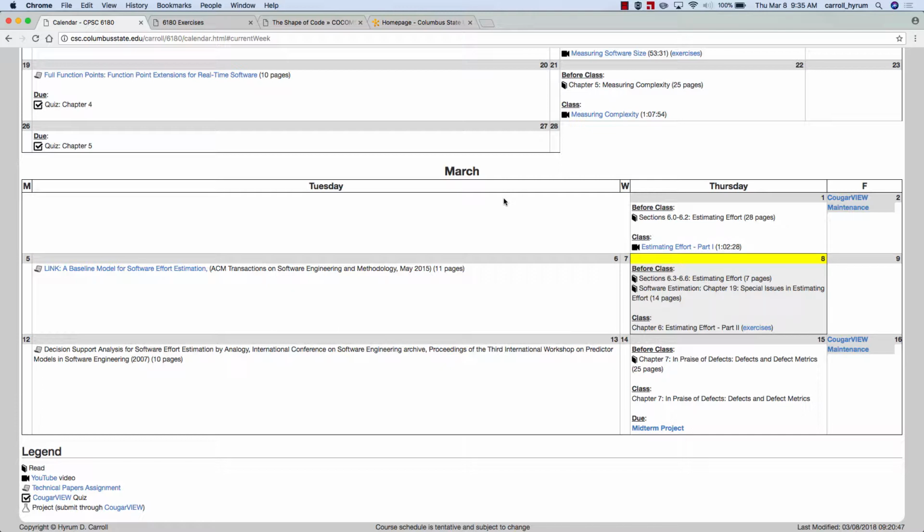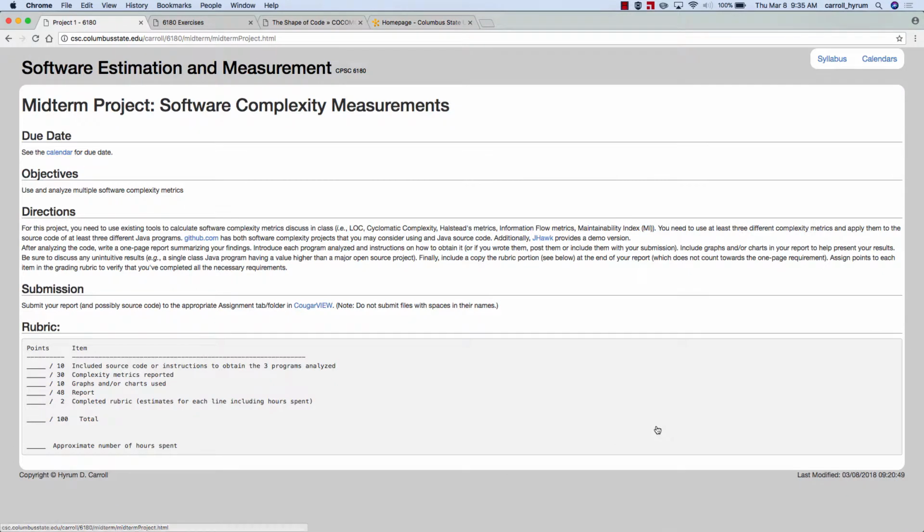I do want to point out some things coming up next week. Not surprisingly, a paper due on Tuesday. And then there is the midterm project, which is due on Thursday. Any questions about the midterm project? Have you read over this?